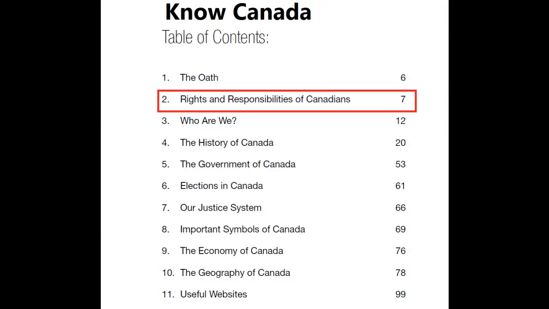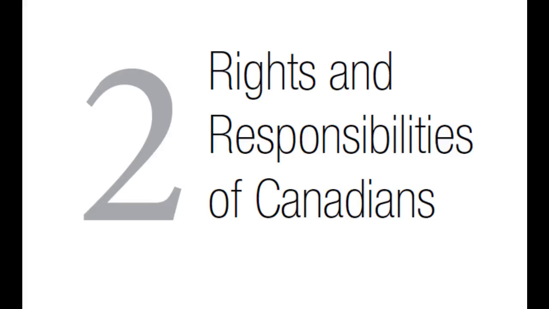Table of Contents. Chapter 2, Rights and Responsibilities of Canadians, on page 7. 2. Rights and Responsibilities of Canadians.